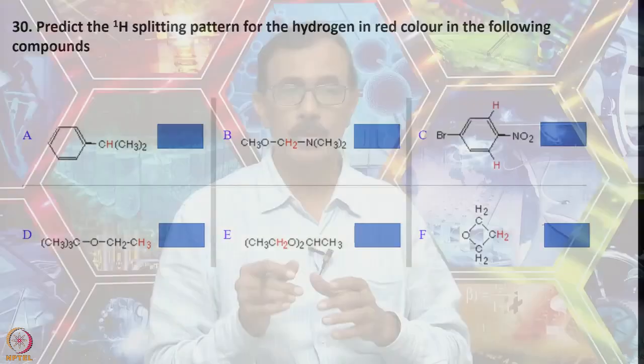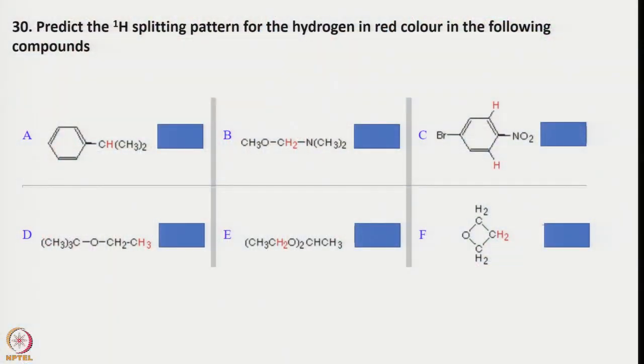Yeah. So let us look into one more example here. Predict the 1H splitting pattern for the hydrogen in red color in the following compounds. So here this one is the red one. This one should show a septet because 6 equivalent hydrogens will be coupled. Whereas in this one, because nitrogen is on one side and oxygen on the other side, it is not coupling, it will show a singlet. In this case, this will show a doublet. And here, both are coupled to equivalent ones, so this will be a quintet. Then here, this will show a quartet. And then this will show a triplet.